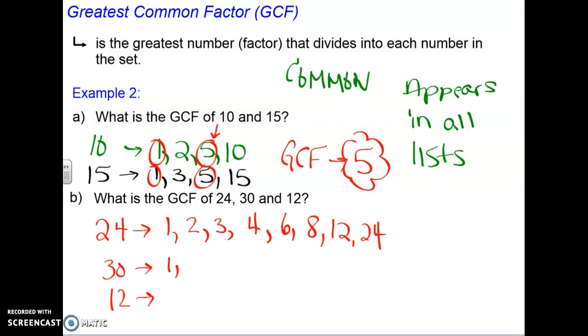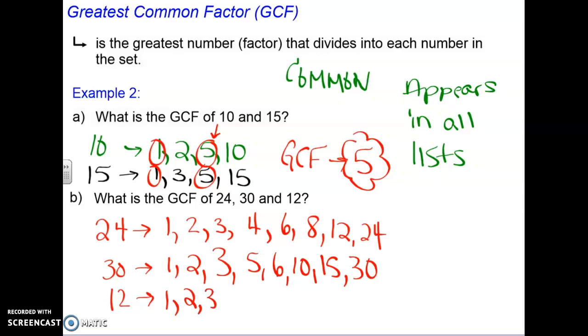So we start again with 1 for 30. 2 divides into 30. 3, 5, and 6 divide into 30. 10, 15, and 30. Then our list for 12 is a shorter list, so 1 divides into it, 2, 3, 4 is a factor, 6 is a factor, and finally 12.